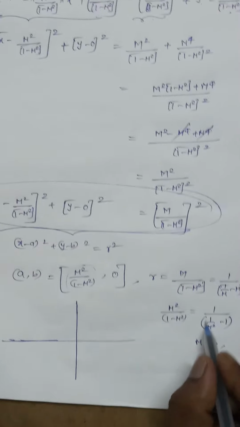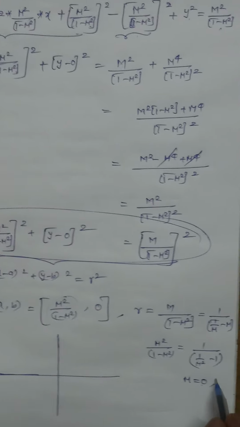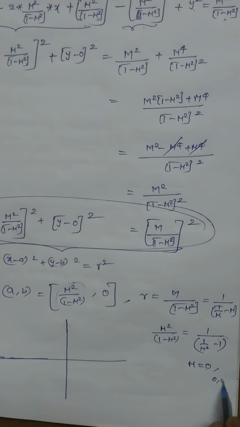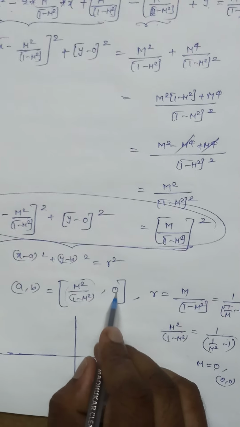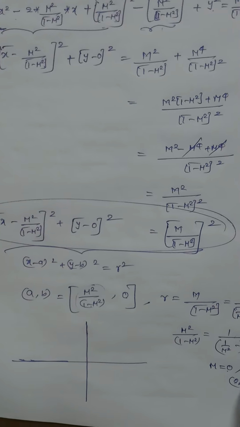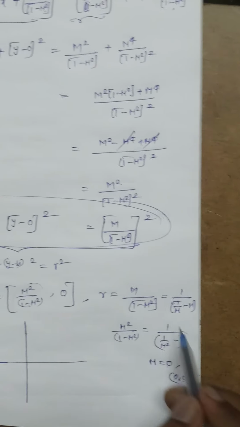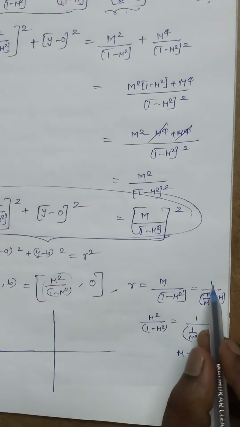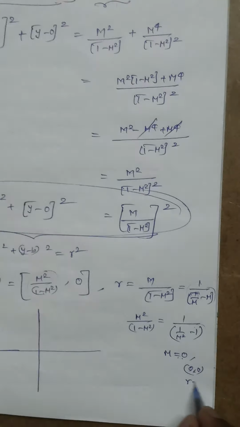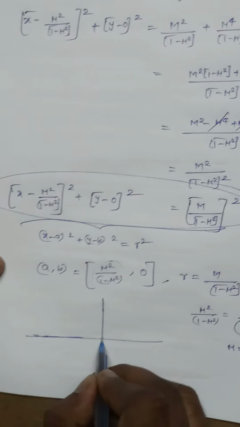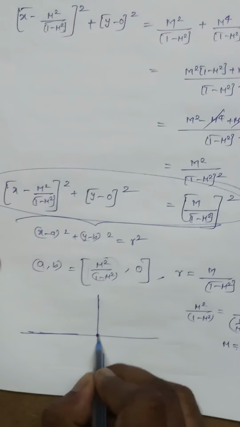1 divided by 0, this is infinity, and 1 divided by infinity is 0. So the center is 0 comma 0, this one is 0 already, and this one is 0 also. So 0 comma 0 is the center, and what is the radius? M is equal to 0, 1 divided by 0, this is infinity, so the radius is also 0. So that means the center is 0 comma 0 and the radius is also 0.